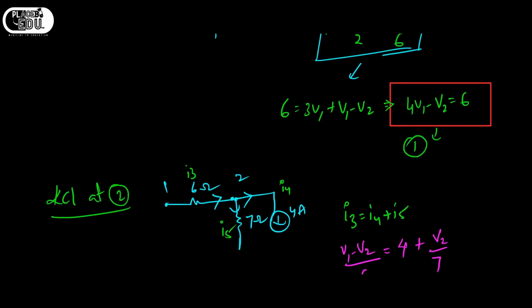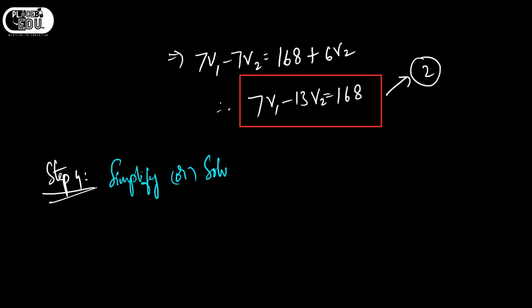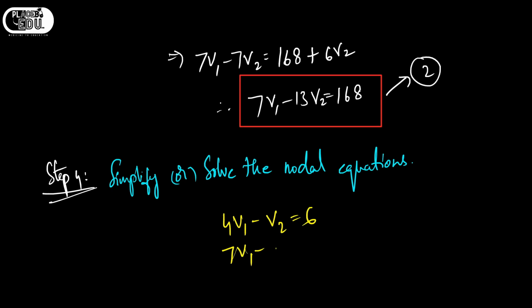So we got two equations, right? So we have to simplify 1 and 2. That is our step 4. Step 4 is to solve the nodal equations. How to solve or simplify the equations? We got 4V1 minus V2 is equal to 6 and 7V1 minus 13V2 is equal to 168.